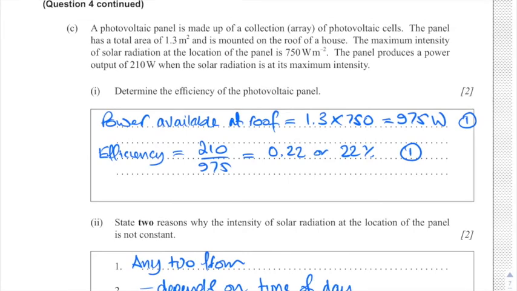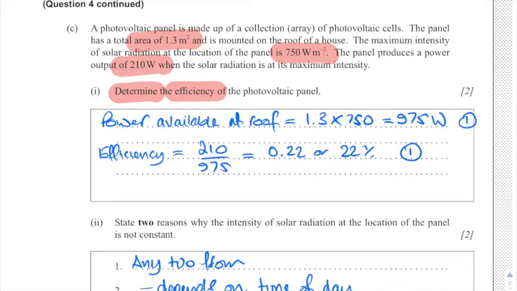Right, question 4 continued, part C. A simple question here where you have to determine the efficiency of a photovoltaic panel. You're given some information about the panel. Total area is given as 1.3 square meters. You were told that the location of the panel is receiving, wherever it is, its maximum intensity of 750 watts per square meter. The panel produces a power of 210 when it's working at its maximum intensity as well.